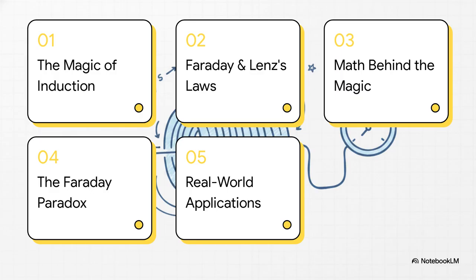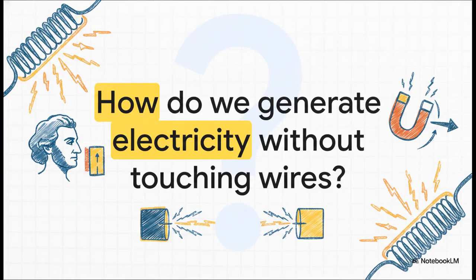I actually want to kick things off by posing a central question to get us all thinking. How exactly do we generate electricity without actually touching any wires together? Back in 1831, a scientist named Michael Faraday discovered that an electric current could be created completely across a gap, just seemingly out of nowhere. Now, it felt like absolute magic at the time, but as you'll see, it's actually an incredibly elegant physical reality that we now call electromagnetic induction.